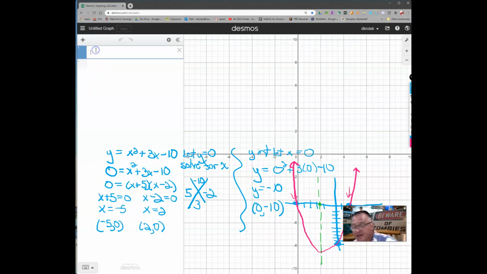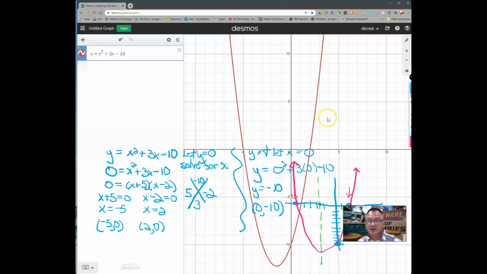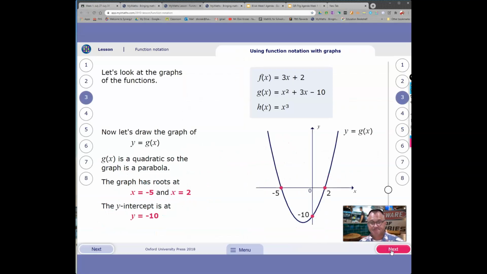All right, now Desmos is a great tool for sketching. So if we just type that in, we can type it in as either y or as g of x. It doesn't matter. All right. So I'm going to type it in as y equals x squared plus 3x minus 10, zoom out a little, and there's our graph. Okay, you can see where it goes through 2, negative 5, there's the y-intercept. So that's exactly what the authors did as well.